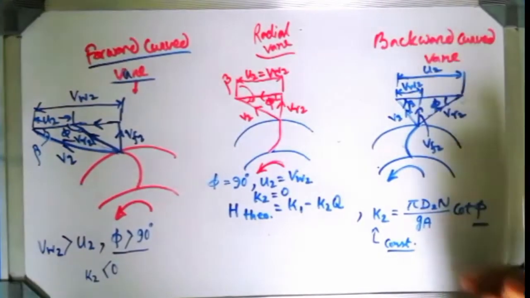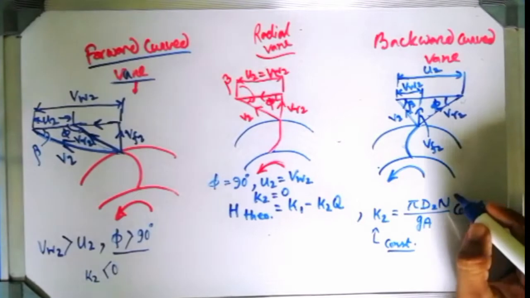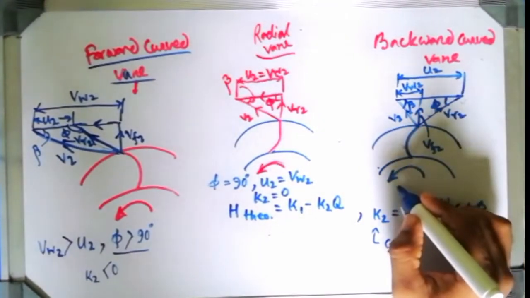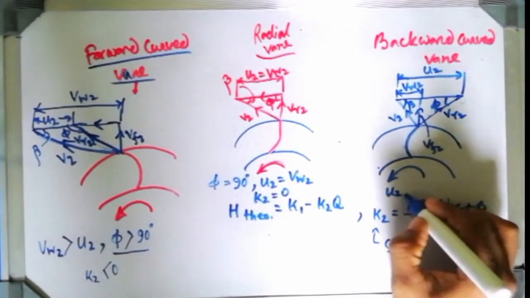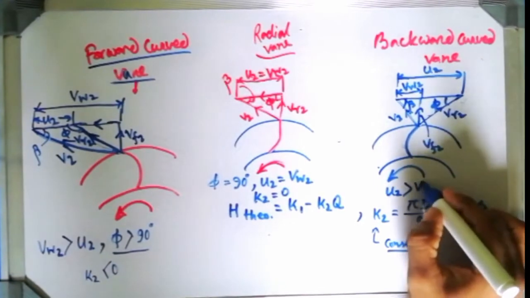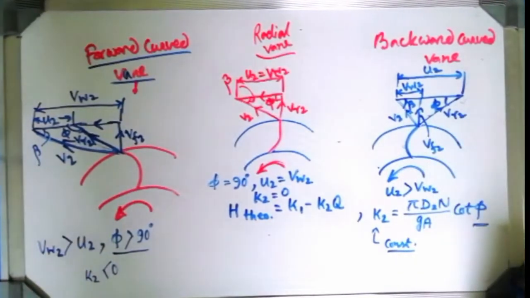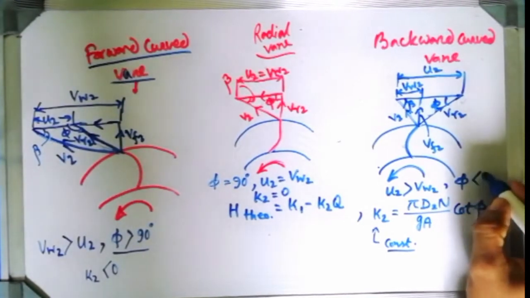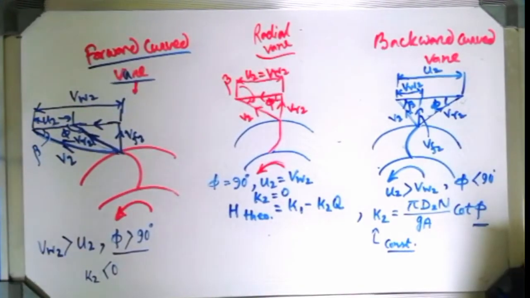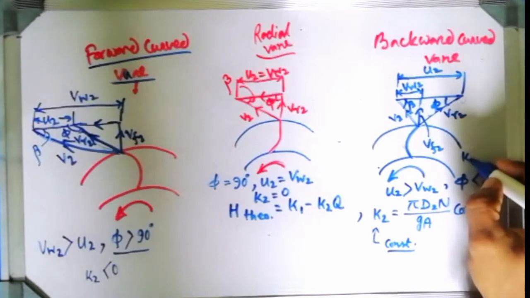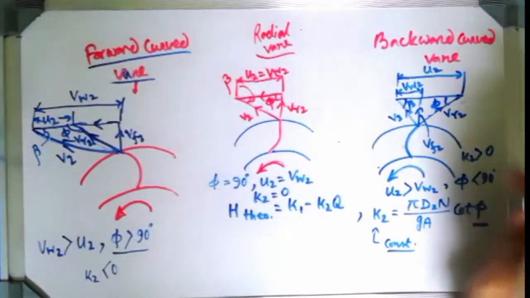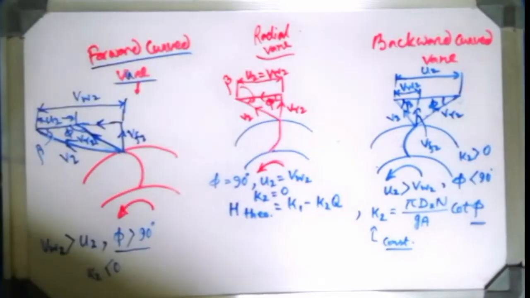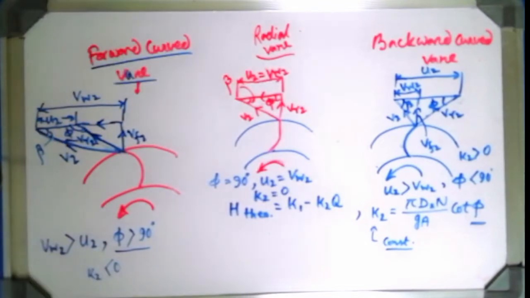Now coming to the backward curved vane, here also we can draw the same kind of conclusion. U2 is greater than Vw2, that is the first condition. Then phi I am getting here is less than 90 degrees, and if phi is less than 90 degrees, then obviously K2 will be greater than 0. These things we can conclude from here. If there is any problem, then tell me.